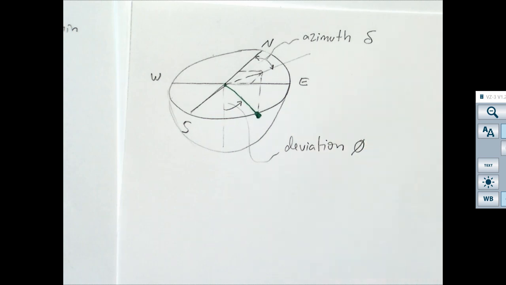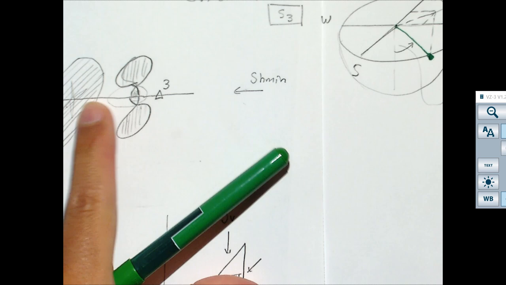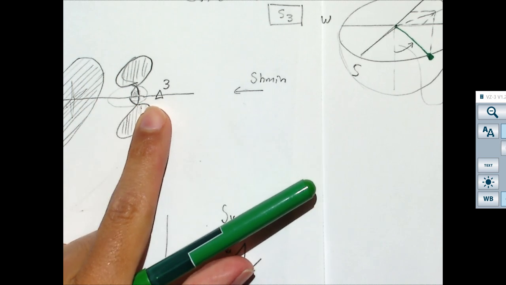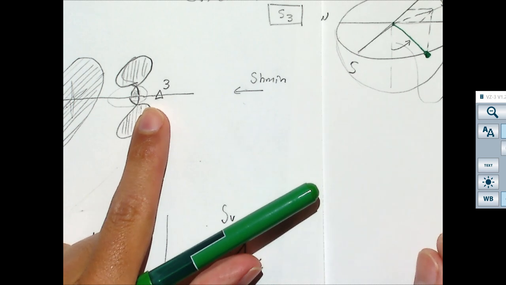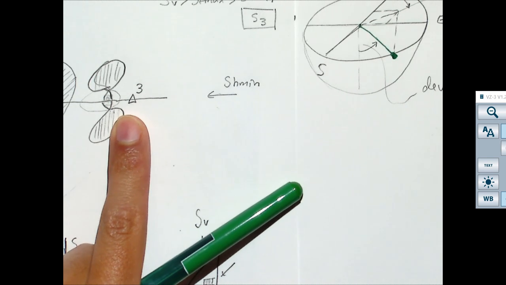that's going to be the value of the azimuth. For example, what would be the value of the azimuth for this lateral over here? What would be the angle? You have to tell me an angle now. That would be 90 degrees, right?